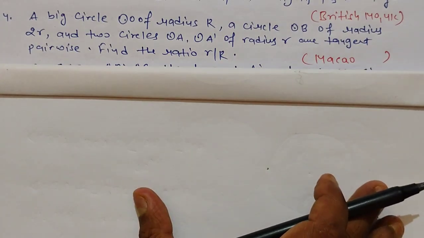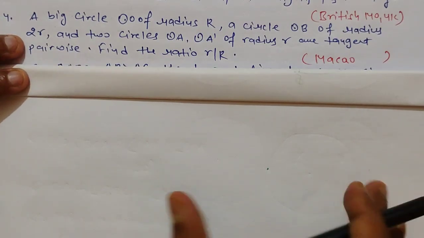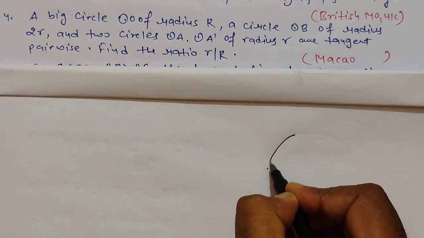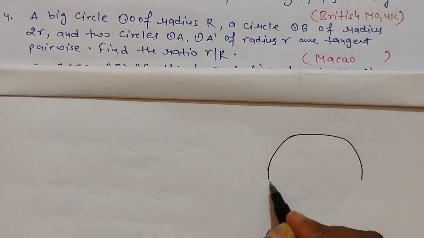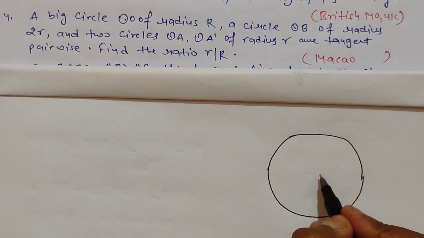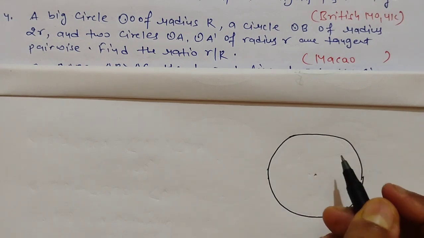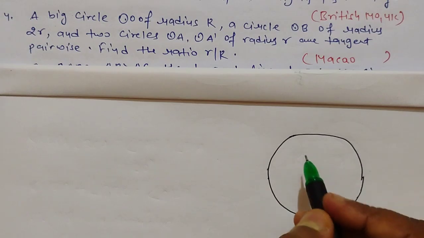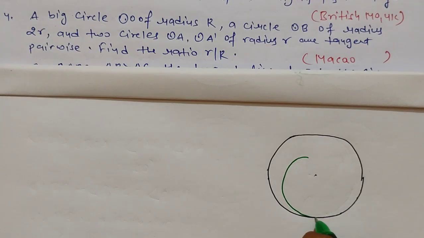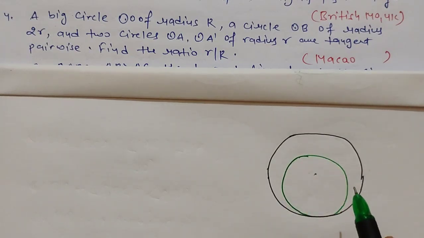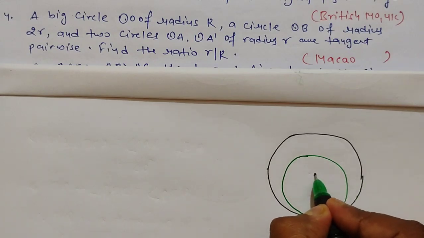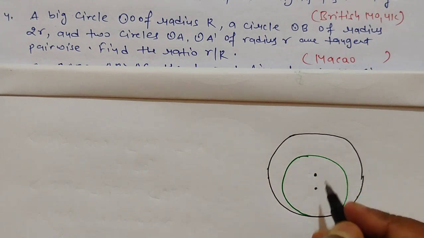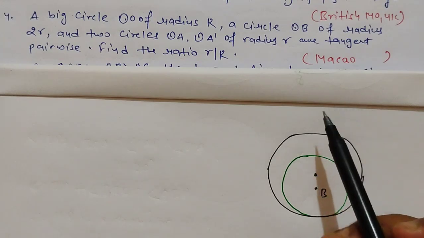So now first of all we have to construct the diagram, as this is the circle, and here we have to form another circle, as you can see this must be tangent to this circle, and now this is the center of the first circle and this is the center of the circle named B as given in the problem.